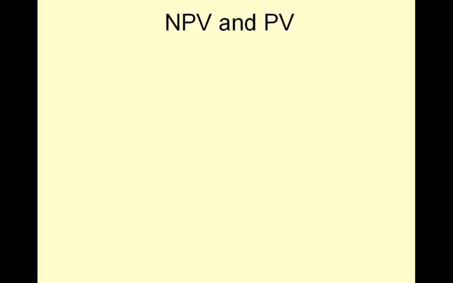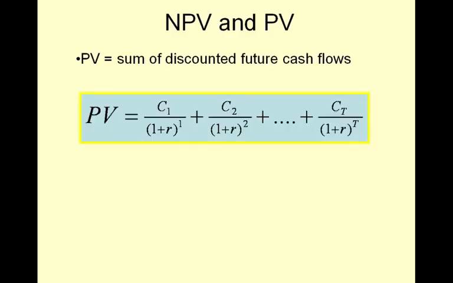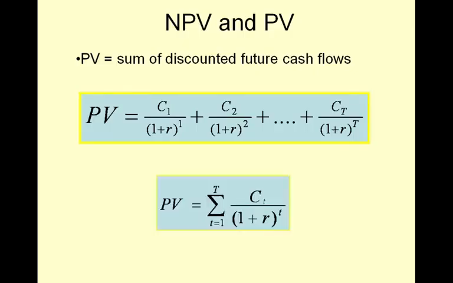First, NPV as an extension of PV. Recall from a previous session that present value equals the sum of discounted future cash flows. Here's the longhand version of the present value equation that we've been considering. And here's the shorthand version.